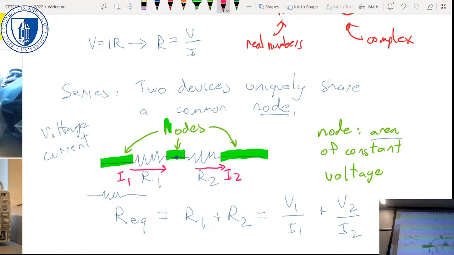Where do they go once they get into this node? Into the next resistor. Into the next one. Right? So what we have is I1 has to equal I2. Right? So we can just say that that's I and that's I.